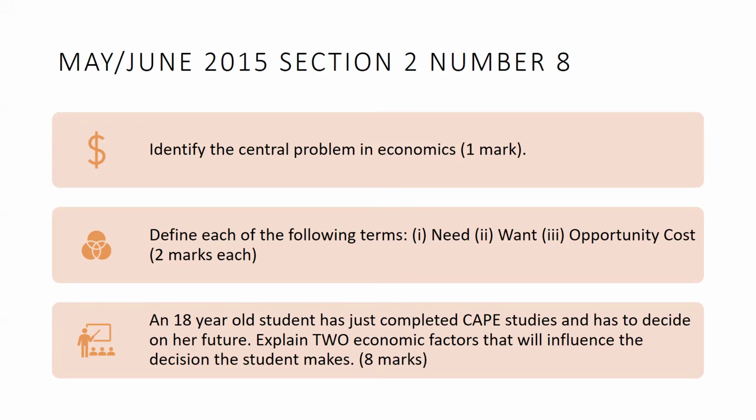And what's opportunity cost again? Just to make sure you remember. The second best alternative foregone. Right. An 18-year-old student has just completed CAPE studies and has to decide on her future. Explain two economic factors that will influence the decision of this student. What do you think?